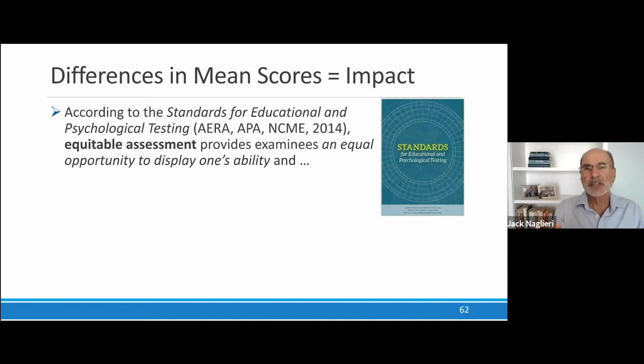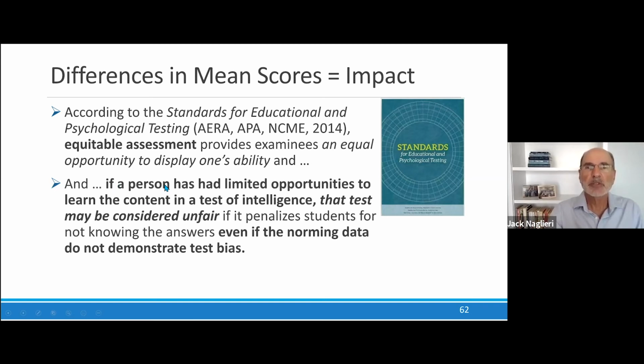And if you read the Standards for Educational and Psychological Testing manual, they make it very clear that if a person has had limited opportunities to learn the content in a test of intelligence, that test may be considered unfair because it penalizes students for not knowing the answers. Now, here's the important part. Even if the norming data do not demonstrate test bias. So when you hear someone say, oh, we analyzed our test and there's no test bias, and they never report mean score differences by group, what they're doing is they're ignoring the equitable assessment part of the standards.